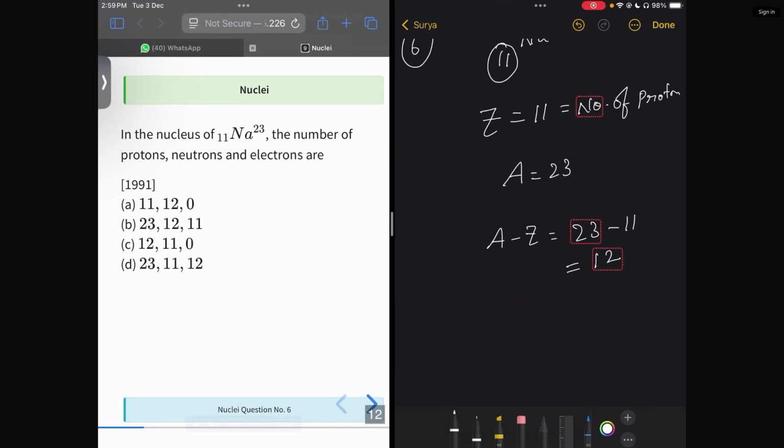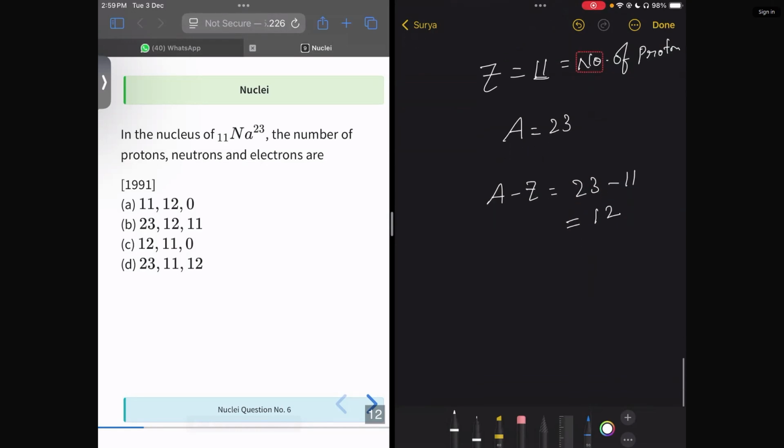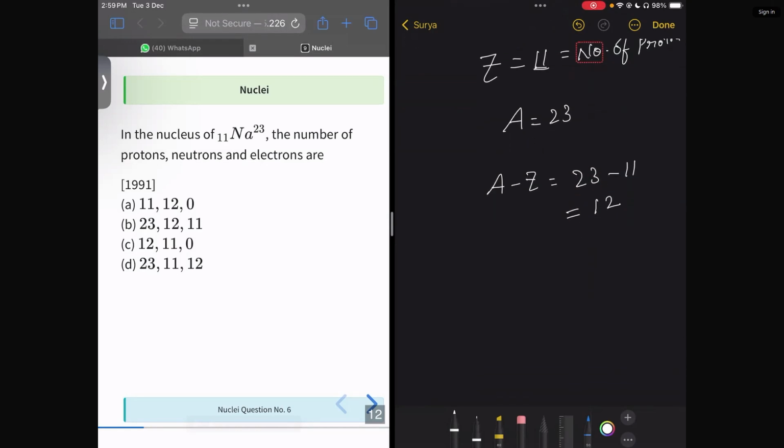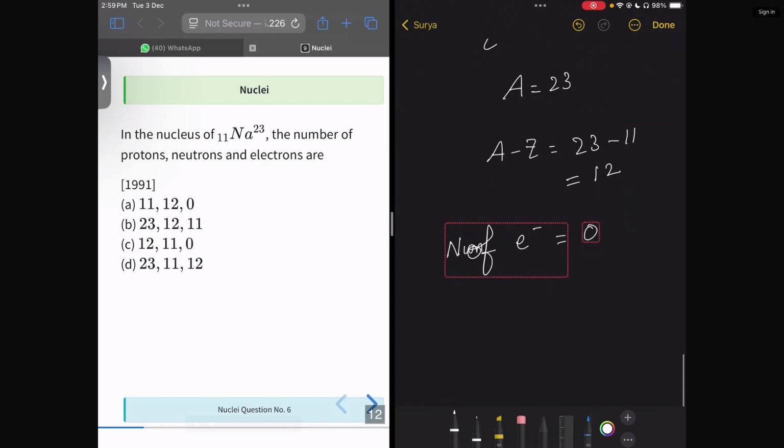So the number of protons is 11. The number of neutrons is 12. In the nucleus, there will be no electrons. The number of electrons is 0. So they are asking, protons will be 11, neutrons will be 12, and electrons will be 0. So option A is the right answer.